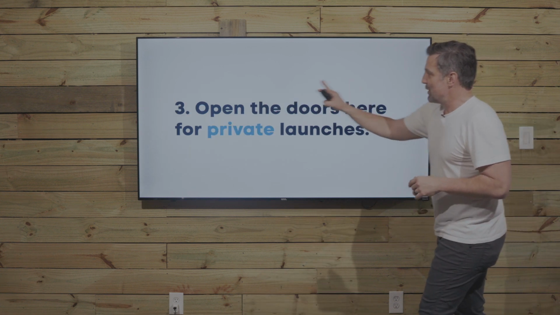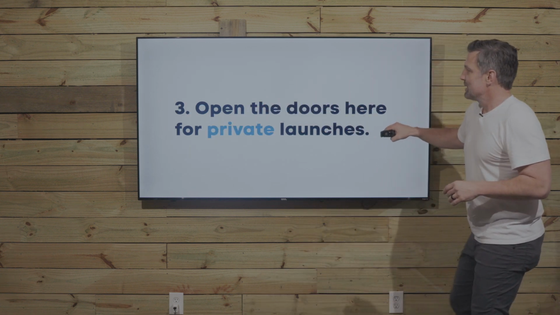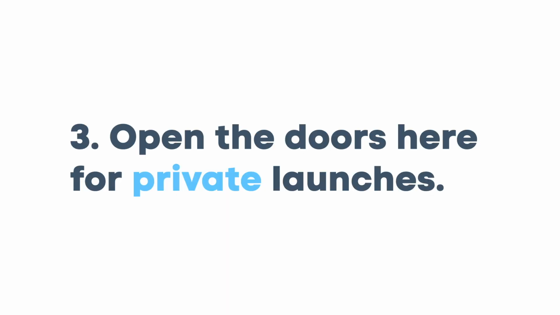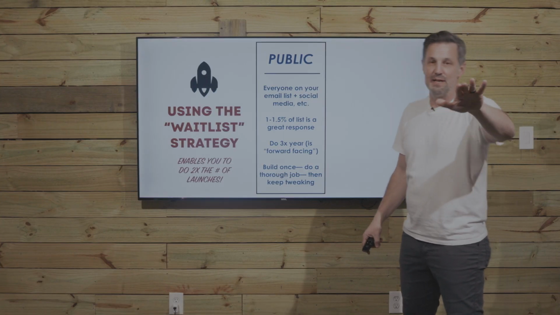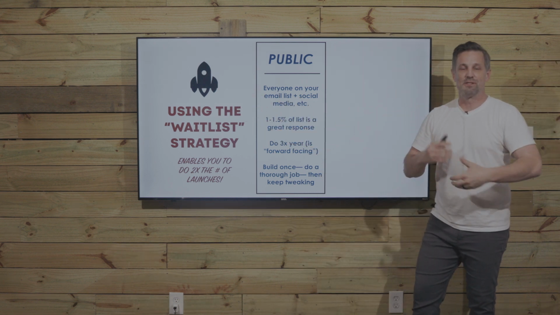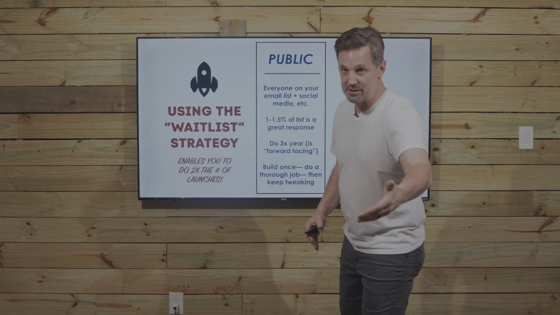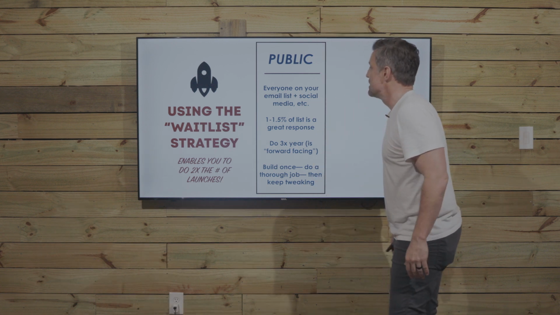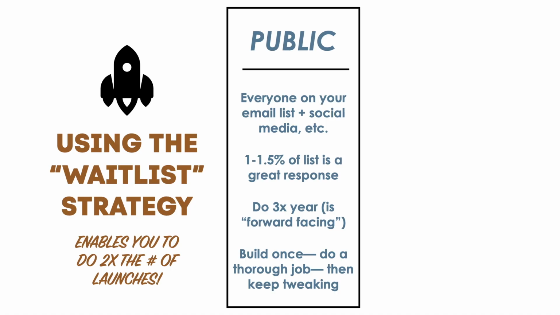Now, the third step, right here, third point, is you open the doors to the wait list for private launches. So here's what I'm saying: once a quarter, approximately, for each main product that you have. This is in addition to things that you're running as evergreen funnels in the background and other ways that people can stumble onto these products from sequences. Okay, that certainly happens. But publicly, you want to launch.